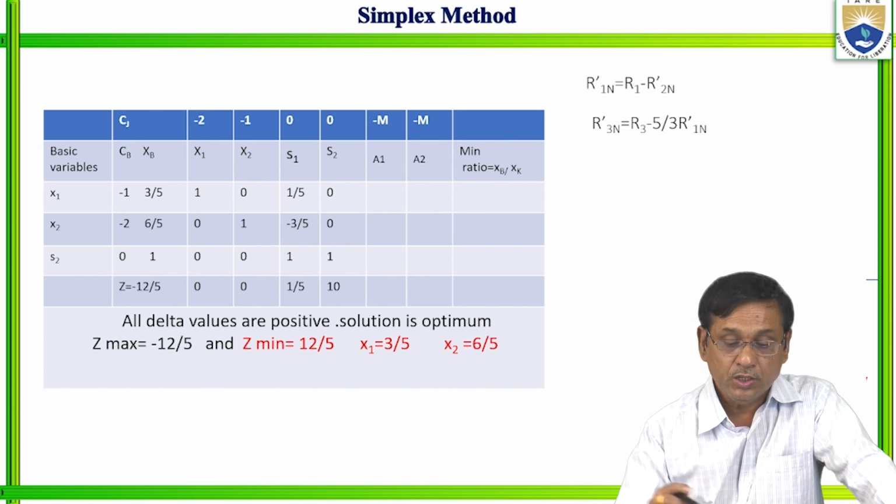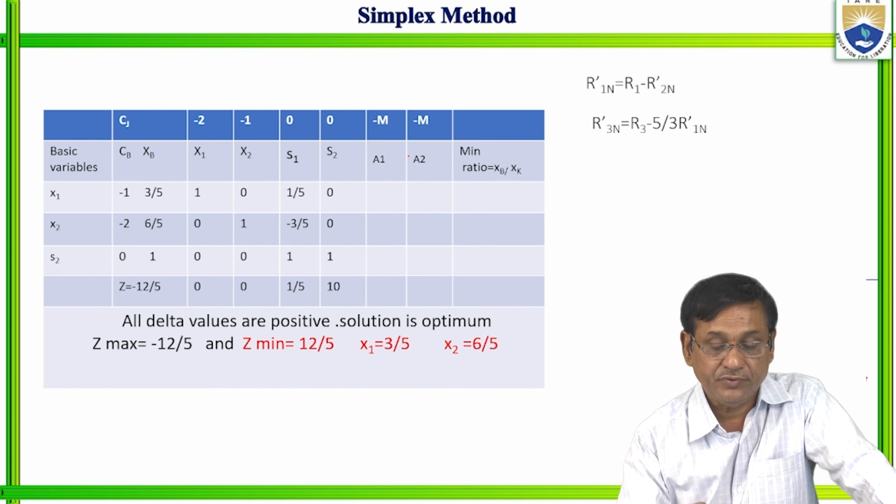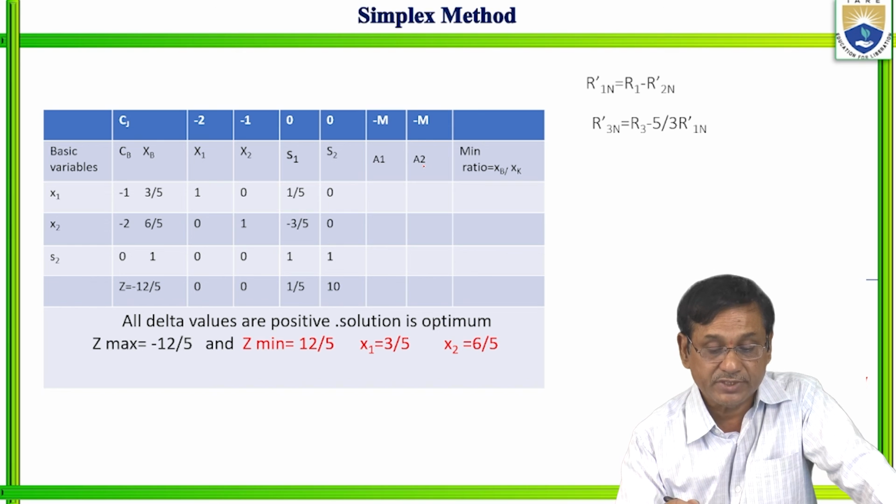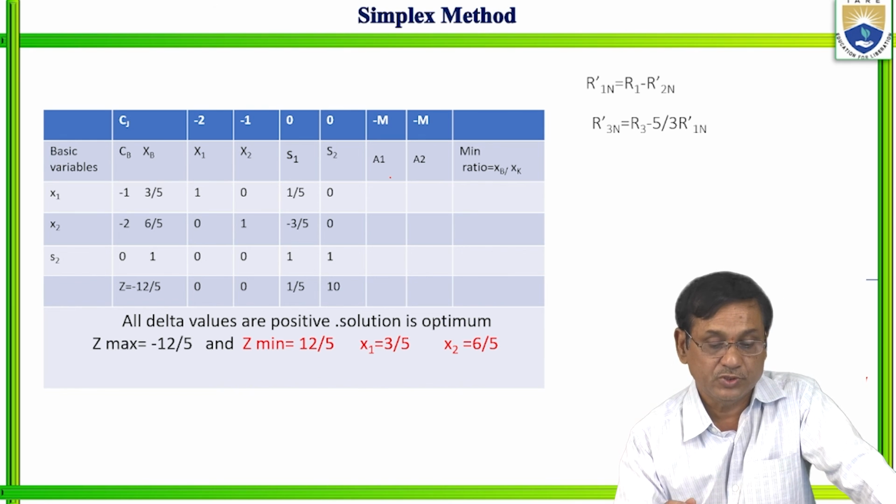So you need not calculate the values of A1, A2 whenever they become eliminated. So when A1, A2 are eliminated from the table, you need not calculate the delta values. Whenever it is replaced, you can remove those values, then you need not calculate them.